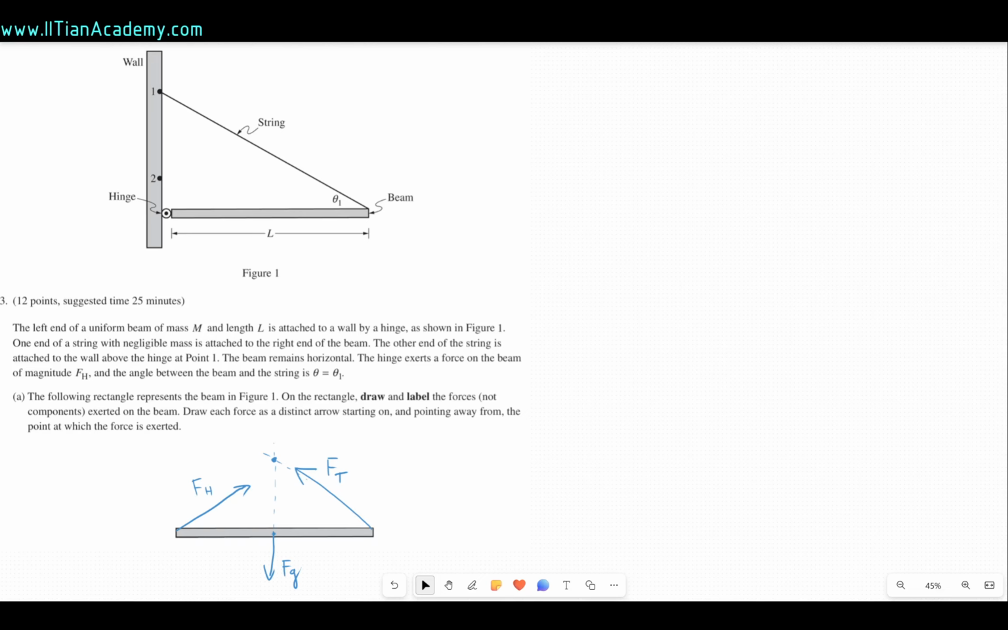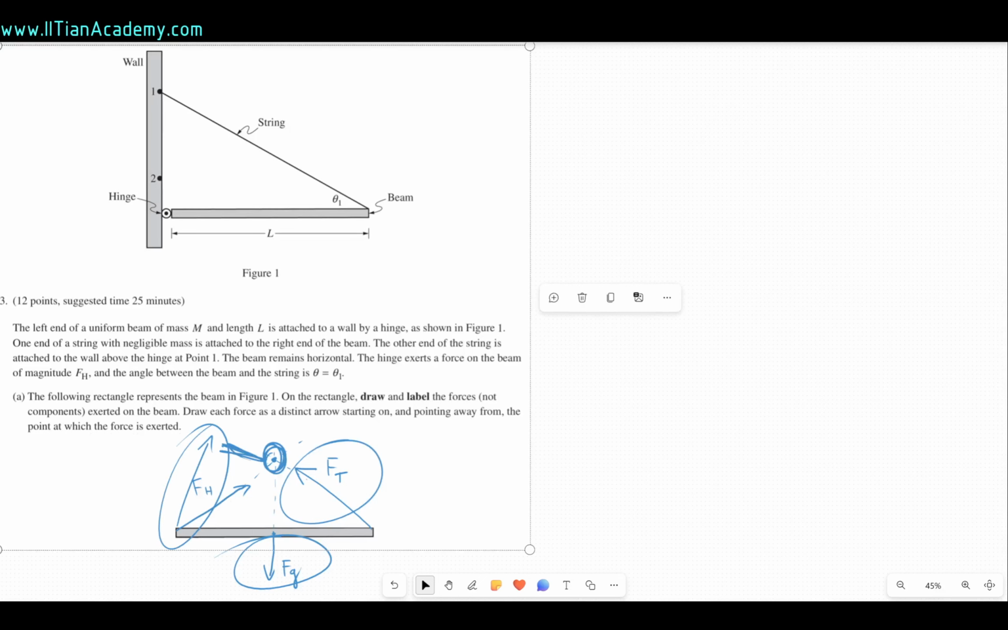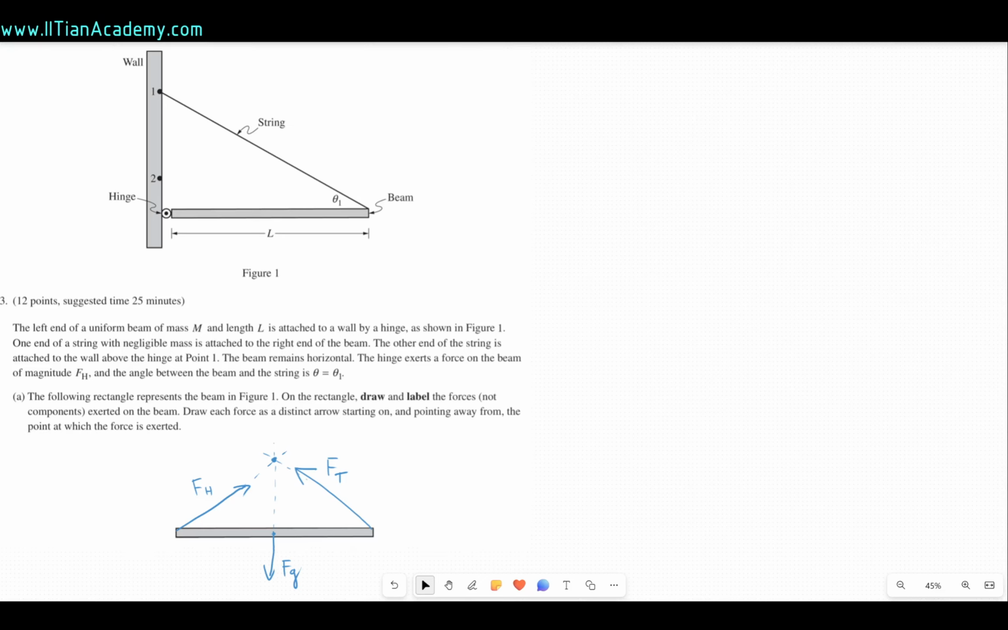If it would not pass through this point, then what would happen is that if it would be like this, for example, we could calculate the torque around this point. These two forces will have a torque of 0 because they pass through that point. However, this force would not have a torque of 0 because there's some non-zero distance here, and therefore the system would not be in rotational equilibrium. And that is why we have to draw the hinge force as we did over here.